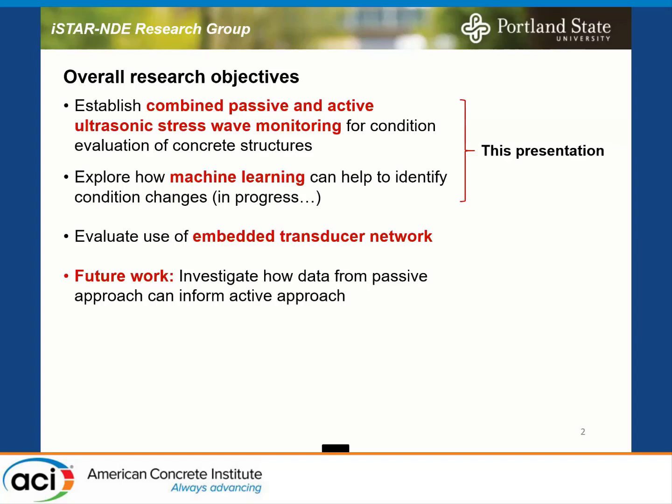The second one here is to explore how machine learning could help in this process of characterizing signals. And I say here "in progress" because we are not at the end, we're only at the beginning.